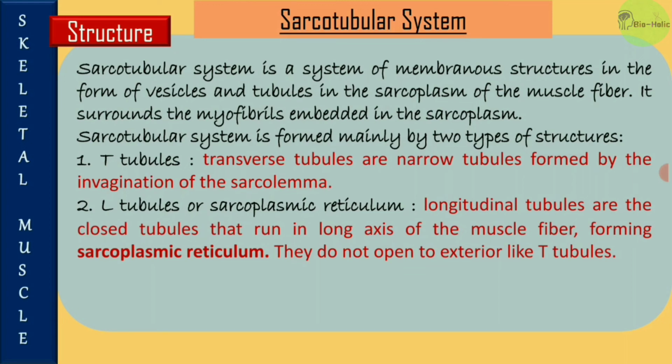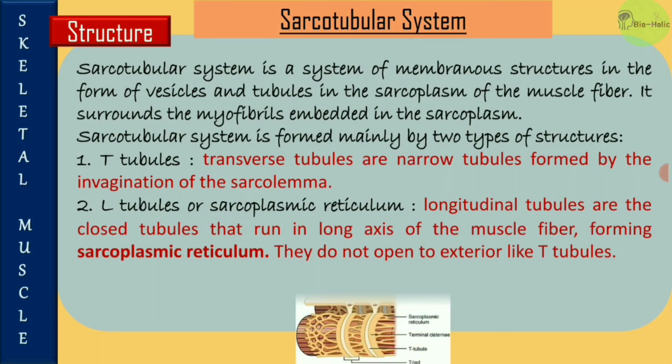Sarco-tubular system is formed mainly by two types of structures, the T-tubules and L-tubules or sarcoplasmic reticulum. The T-tubules are transverse tubules or narrow tubules that are formed by the invagination of the sarcolemma, and the L-tubules are the longitudinal tubules, closed tubules that run in the long axis of the muscle fiber forming sarcoplasmic reticulum. They do not open to the exterior like T-tubules.